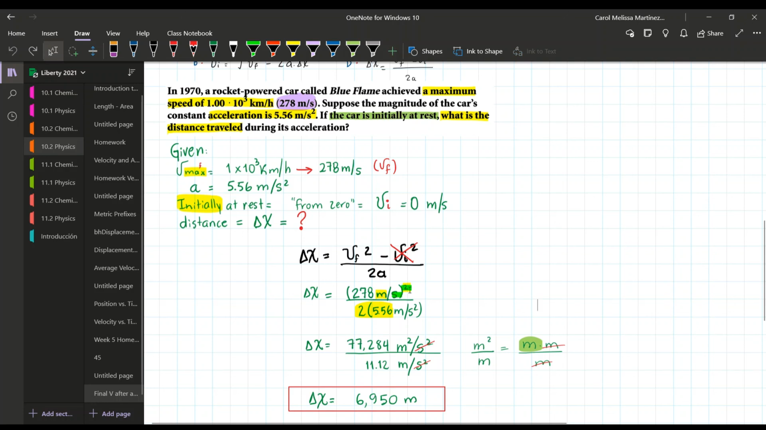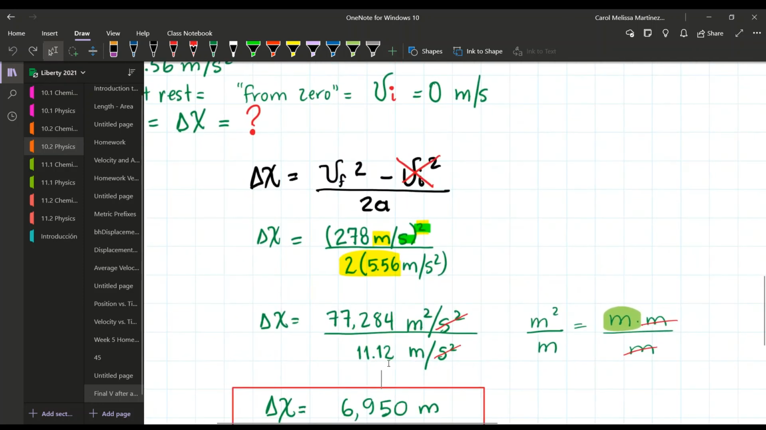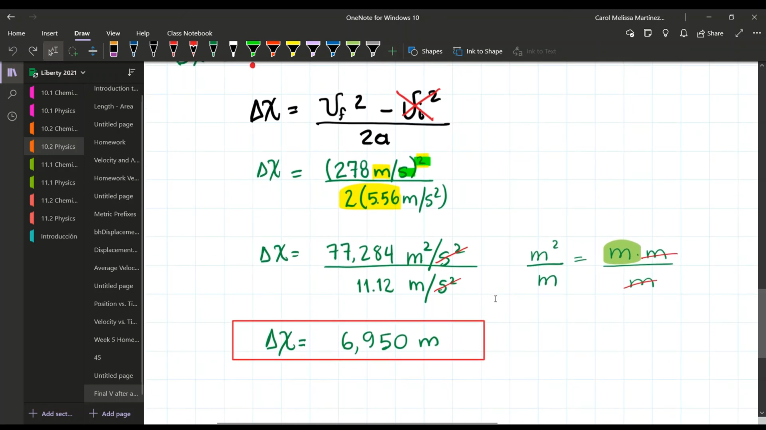Now, meters to the second power is meters squared. Seconds to the second power is seconds squared, okay? And below you have twice the acceleration, 2 times 5.56. That gives you 11.12. Now these units are meters over second squared. Take a look right here. In this part, you can cancel the second squared in the top with the second squared below. So what remains is meters squared by the meters.